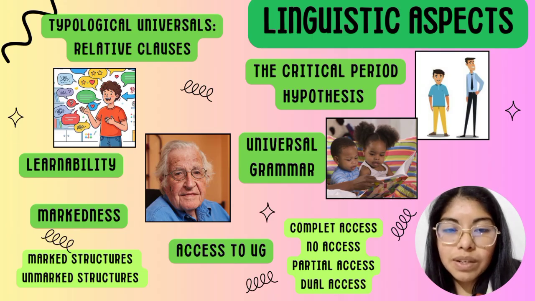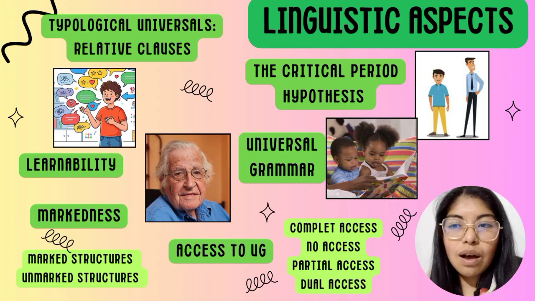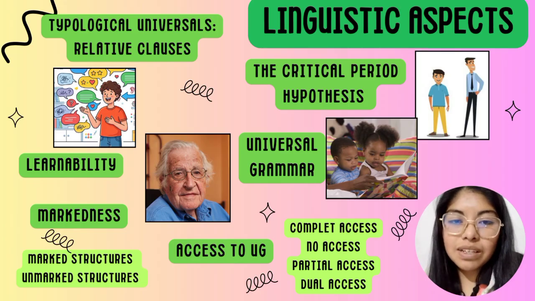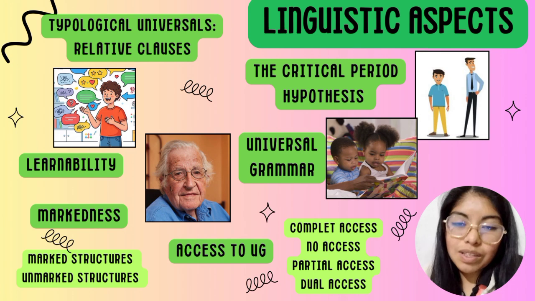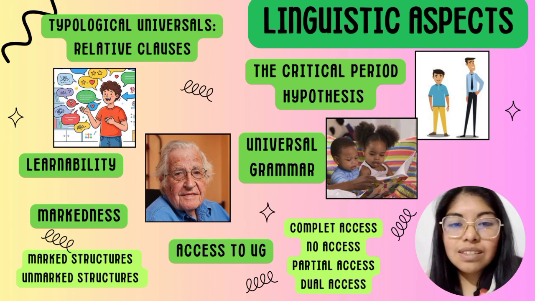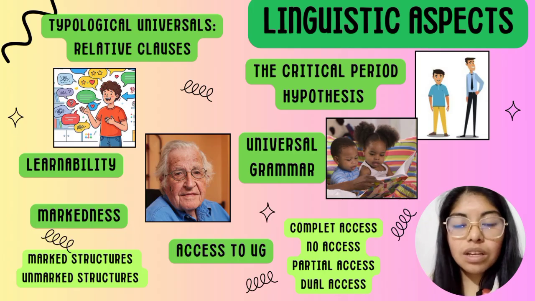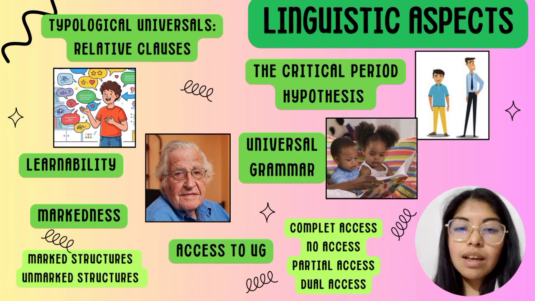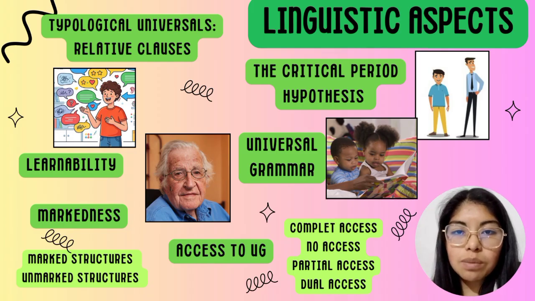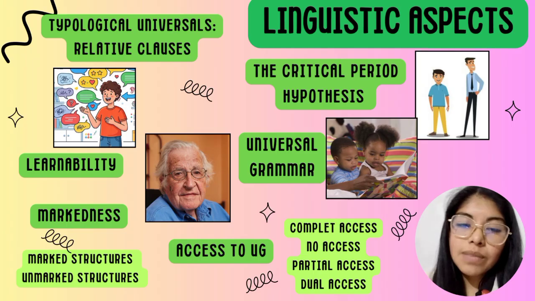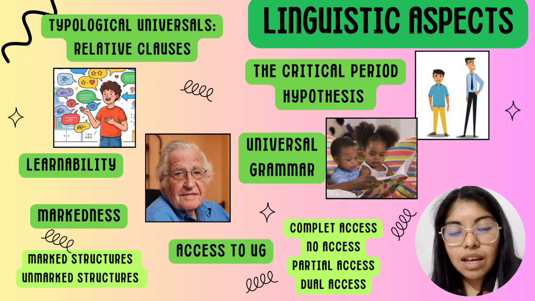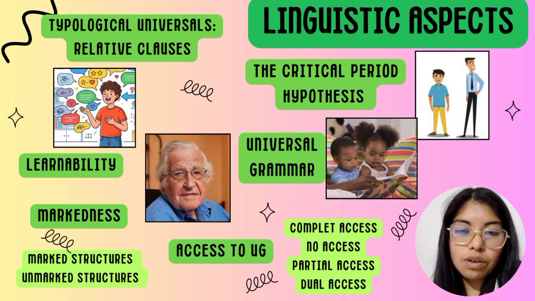Partial access, when they know part of the rules but use other strategies more. And dual access, when the learner combines both the rules of universal grammar and strategies. And the next one is the critical period hypothesis, which says that there is a specific age to learn, and after puberty it becomes harder.